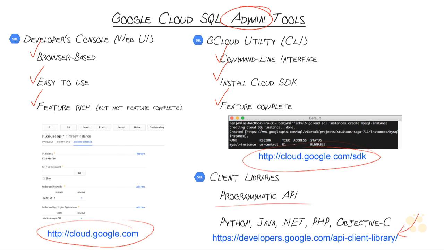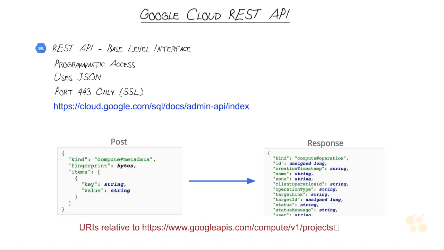Now, all three of these tools actually rely on a fourth, I'll call it base level interface, in order to work with Google Cloud SQL. And that's the Google Cloud REST API. The REST API is underneath all of the technologies. They're all simply wrappers invoking these RESTful API calls. And of course, you can invoke those calls yourself directly. You can do so programmatically. They're just simple HTTP calls. It uses JSON, so it's a familiar, comfortable technology. And of course, everything operates on port 443. We have to be secure about what we do. The full details and documentation of using the RESTful API can be found right here.